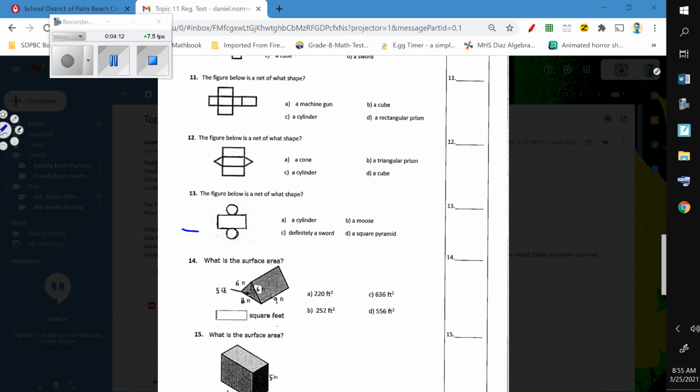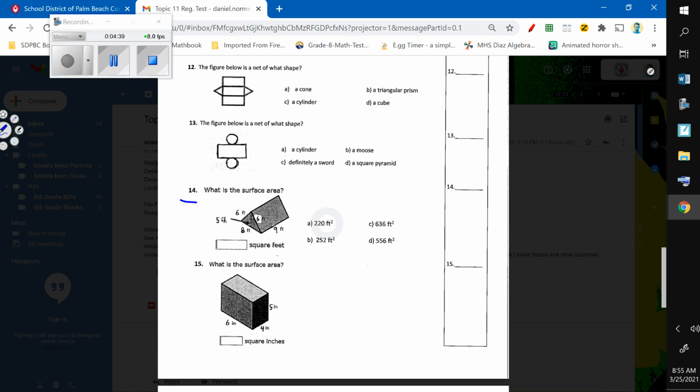Number 12, is that shape A, a cone? B, a triangular prism. C, a cylinder. D, a cube. Number 13, is that shape A, a cylinder? If you fold it up, you're going to get a cylinder. B, a moose. C, definitely a sword. D, a square pyramid.